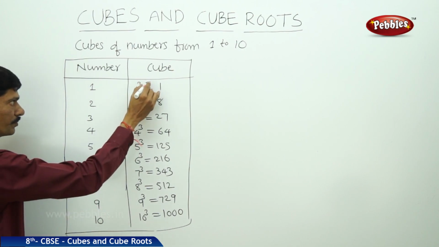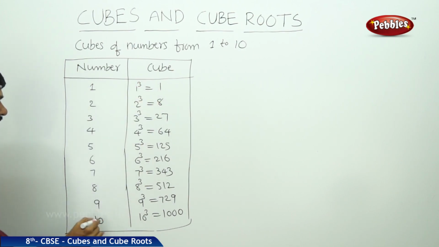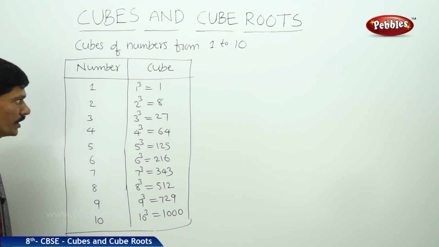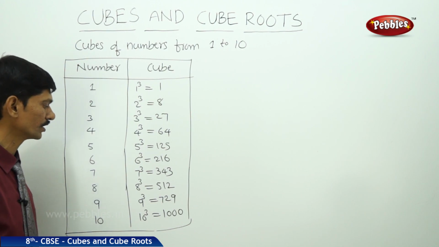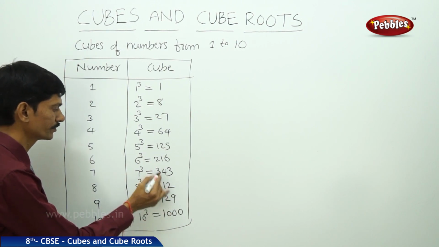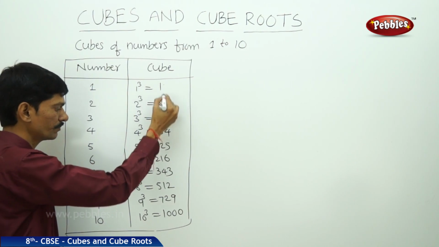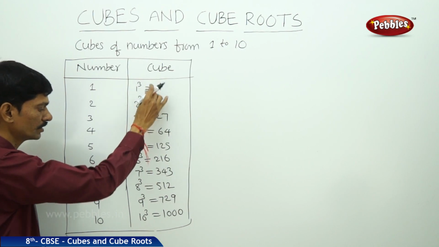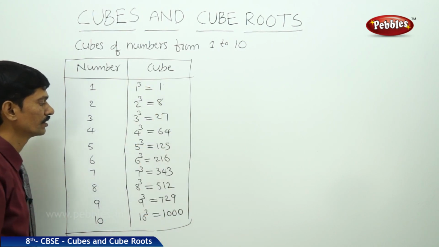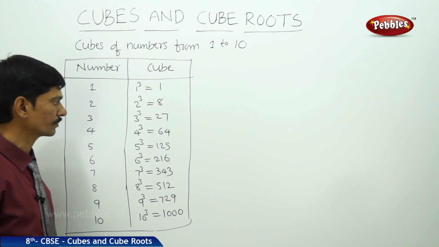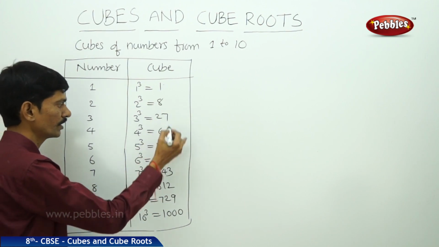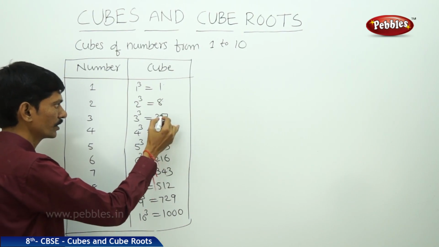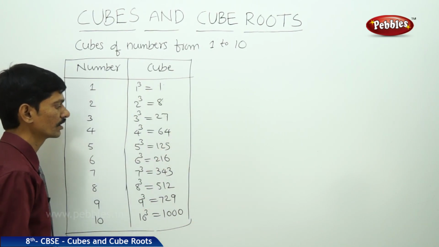So these are the cubes of the natural numbers from 1 to 10. Then what are the perfect cubes? How many perfect cubes are there from 1 to 1000? So there are 10 perfect cubes from 1 to 1000. These are all perfect cubes, or these are all known as cube numbers. And how many perfect cubes are there up to 100? Up to 100 means 1, 8, 27, 64. So there are 4 perfect cubes up to 100.